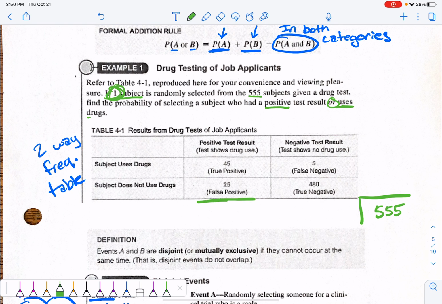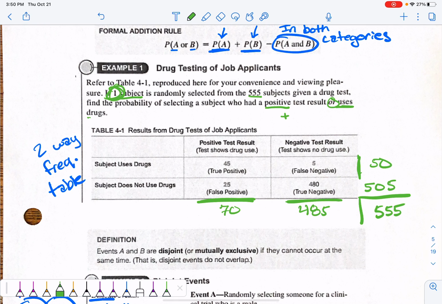So we need to know how many total people were positive. So 45 plus 25 is 70. How many people were total negative was 485. How many people total used drugs? If you add these two together, that's 50. And how many people don't use would be 480 plus 25, so 505. Yep, 505.